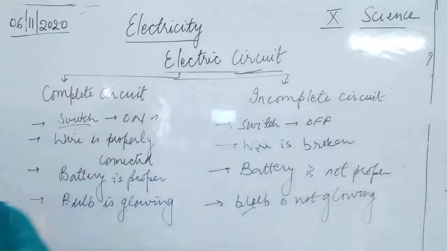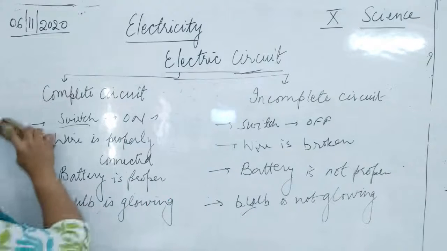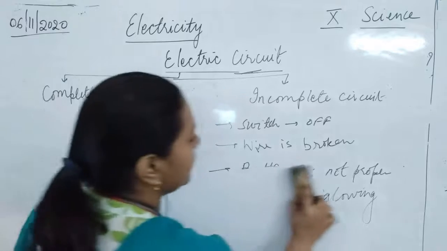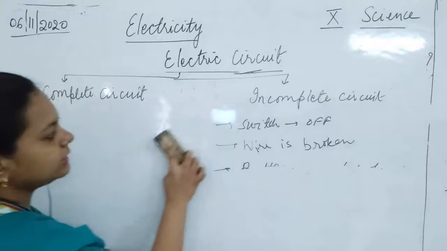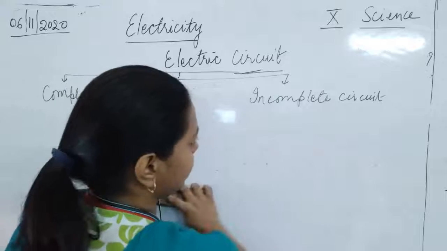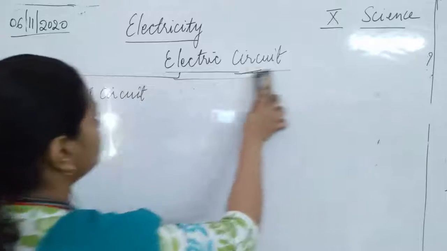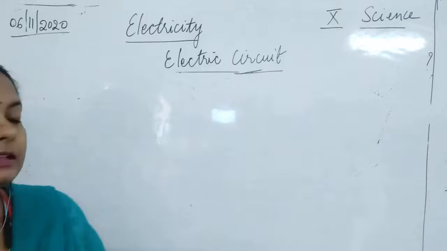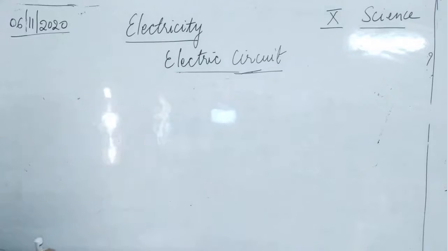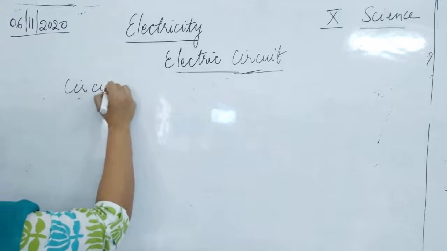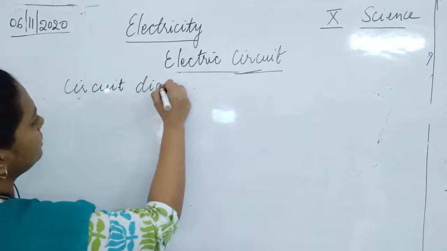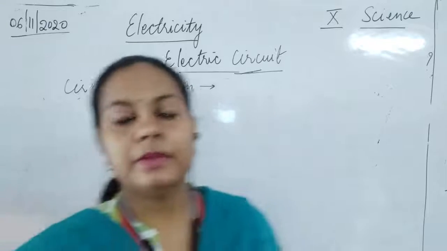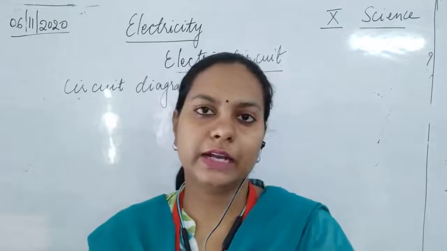We need to understand that we can draw the complete and incomplete circuit as well. We have drawn it also. Now children, for drawing the circuit, to show the circuit, we use a diagram. So this is known as a circuit diagram. What do you mean by circuit diagram? Circuit diagram is a symbolic representation of the electric circuit.